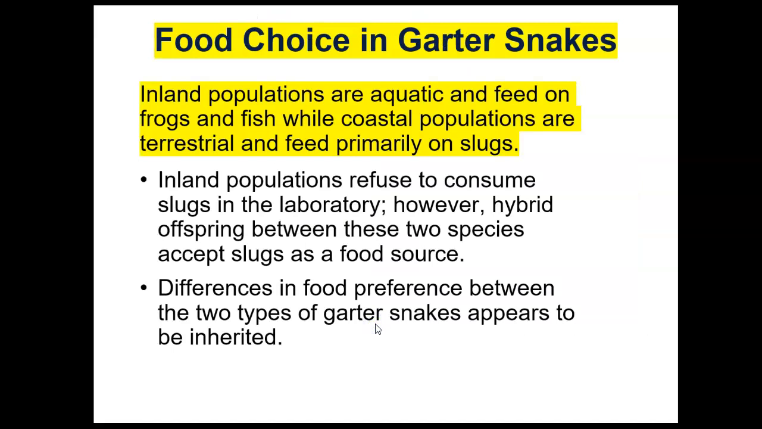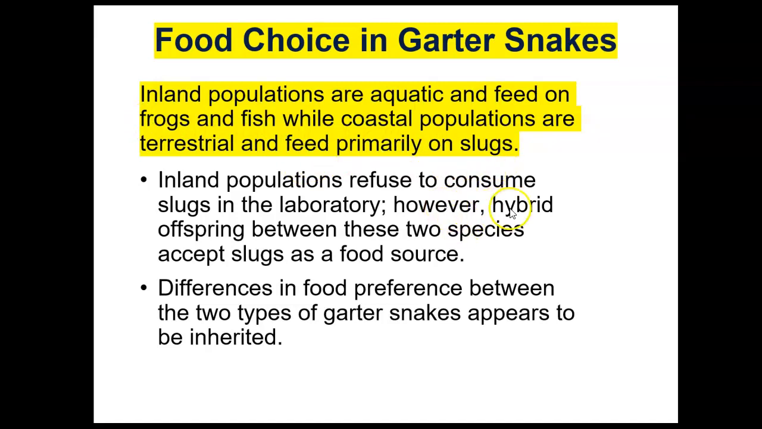Here are our lovebirds again. And then we have an experiment on garter snakes and their food choices. There are two populations of garter snakes that were studied. One is an inland population. The inland population is actually aquatic, and then there's a coastal population that's terrestrial. The inland population just lives further away from the beach, in a freshwater environment. The coastal garter snake lives on the land near the coast. The inland population feeds on frogs and fish. Coastal populations feed primarily on slugs.